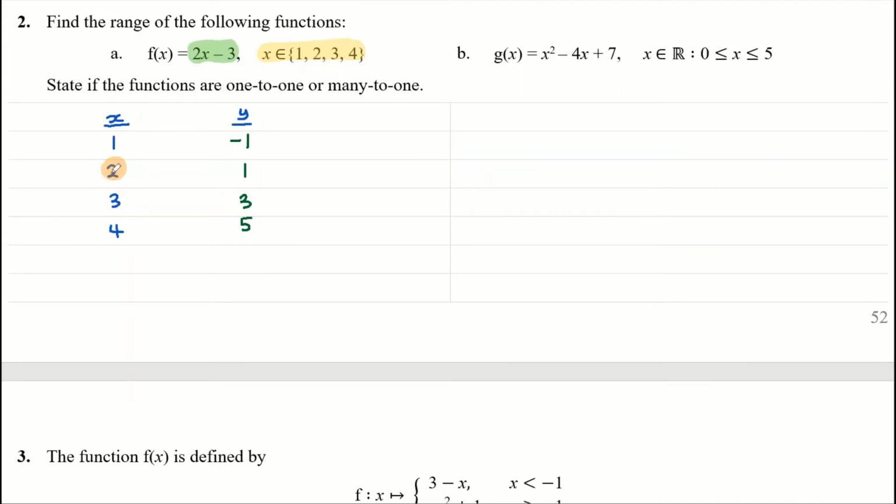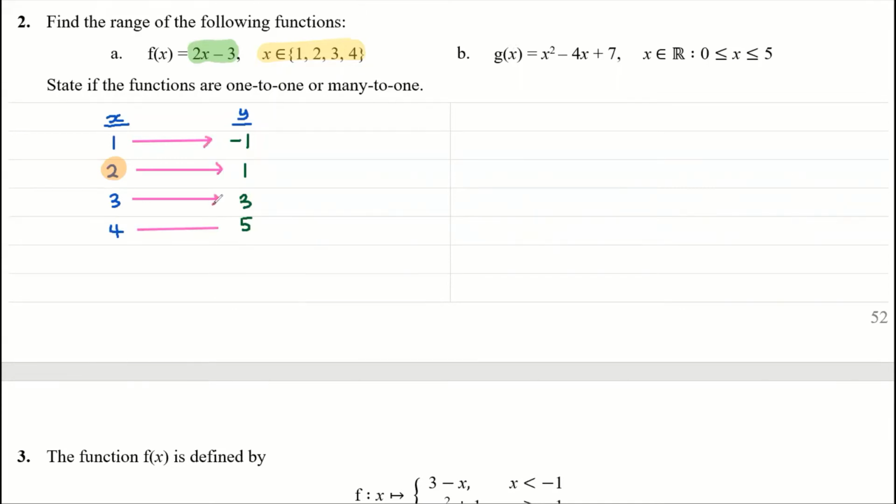So this is our function, and it's a good idea just to draw the mappings on as well. So this just goes straight across. So 1 goes to negative 1, 2 goes to 1, 3 goes to 3, and 4 goes to 5. So this will help us for the next part of the question.